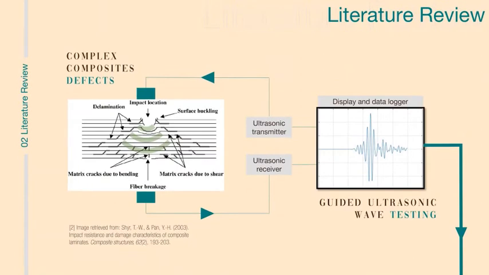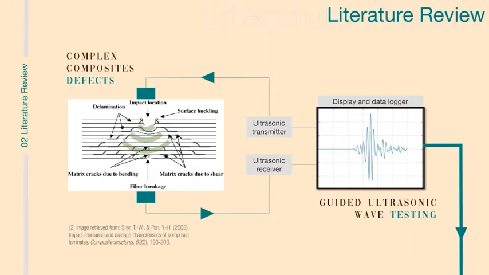There are some topics that need to be studied in this project, which are complex composite defects, guided ultrasonic wave testing, signal analysis method, and deep learning for classification. There are several types of damage usually found in complex composites based on previous papers, which are void and porosity, delamination, fiber fracture and misalignment, matrix cracking, and fiber debonding.